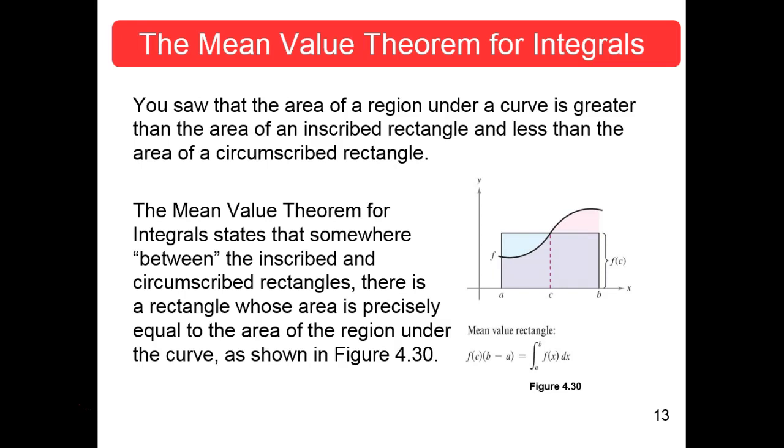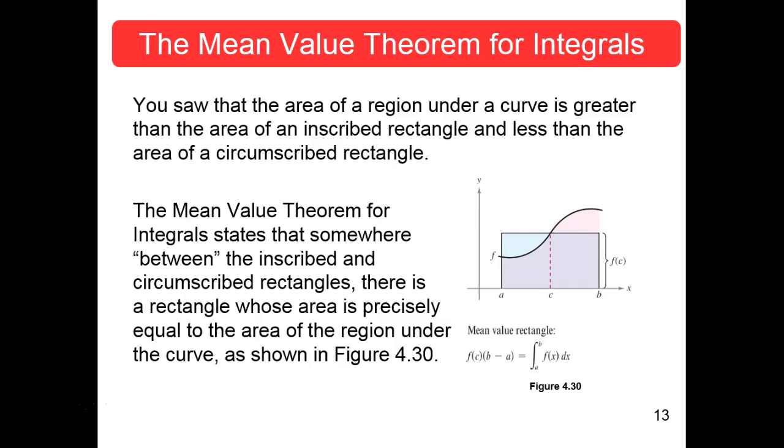The mean value theorem for integrals states that somewhere between the inscribed and the circumscribed rectangle, there has to be a rectangle whose area is precisely equal to the area under the curve. That's what they've drawn here. The area under the little blue rectangle here is exactly the same as the pink area underneath the curve. Now, that's in general what the mean value theorem says.